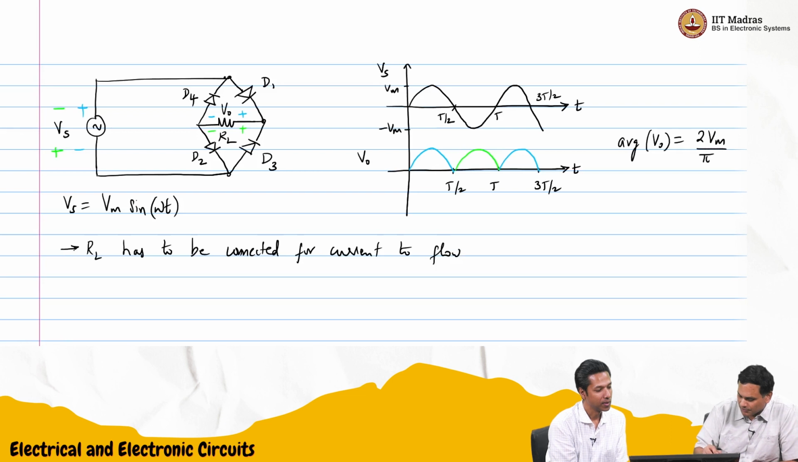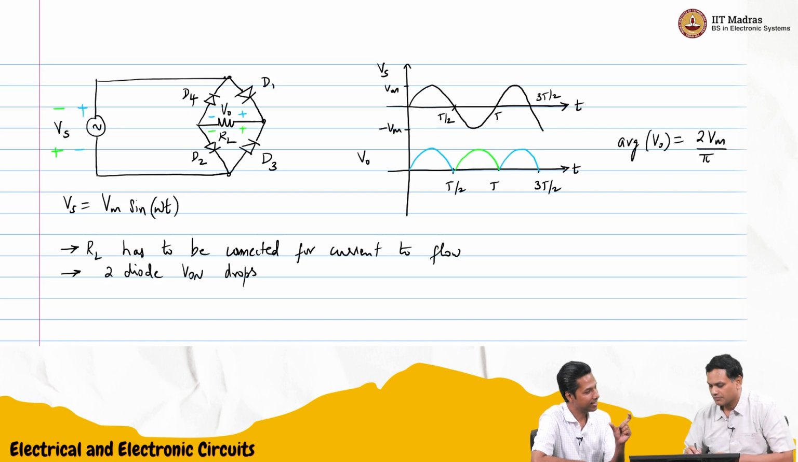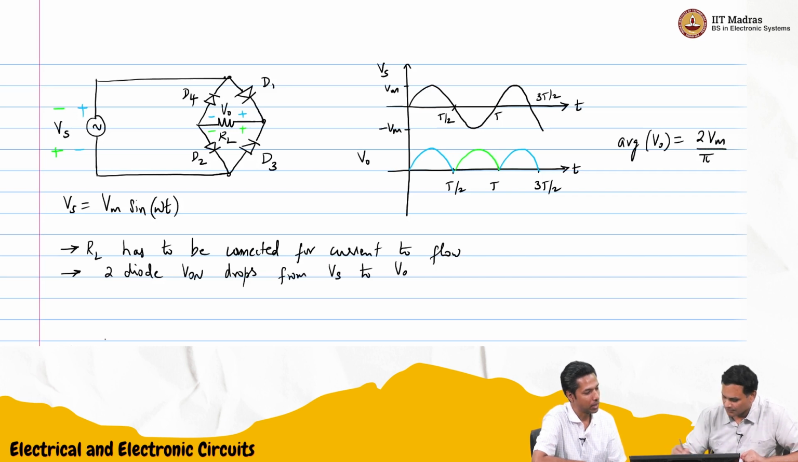Also, if Vs is a grounded source, if one side is grounded, then Vo is not with respect to that. What we have drawn is a floating load. We'll make note of that. I just thought I'll note down everything. You said 2 diode Von drops, so from Vs to Vo. And then RL is floating.